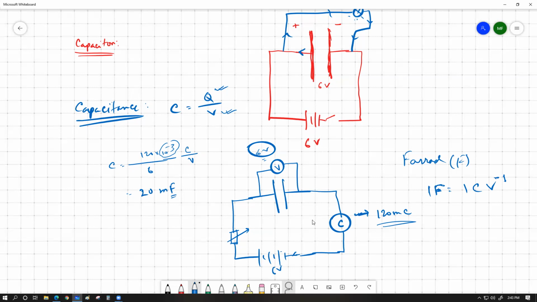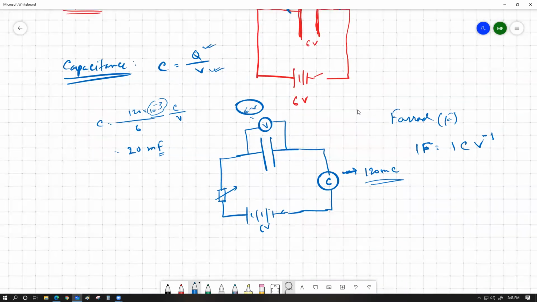There is one thing to understand here, so pay close attention to this part. Whenever I say that 120 millicoulomb charge has flown through this part, what's actually going to happen? Try to understand. Whenever the switch is closed, and initially let's say the capacitor was uncharged, so this was at 0 potential, this was at 0 potential, whereas for this battery the voltage difference across the positive and negative plate is 6 volts.